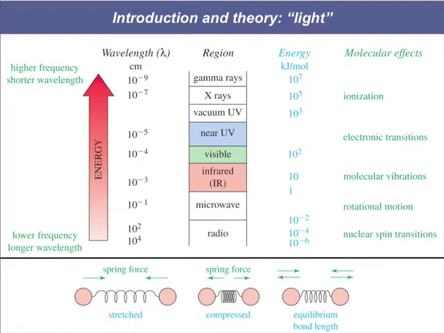Shown here is the electromagnetic spectrum, organized by wavelength, ranging from the longest wavelengths for radio waves to the shortest wavelengths from gamma rays. We have the wavelengths in centimeters, along with the energy for a mole of photons corresponding to these wavelengths, along with the molecular effects, that is to say, what the absorption of these types of electromagnetic radiation cause molecules to do.